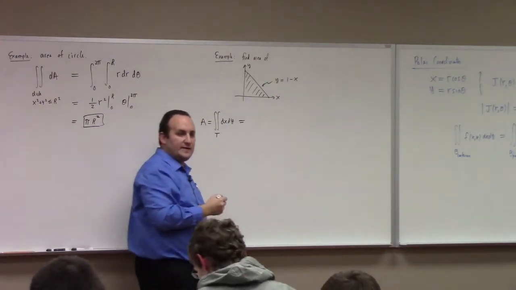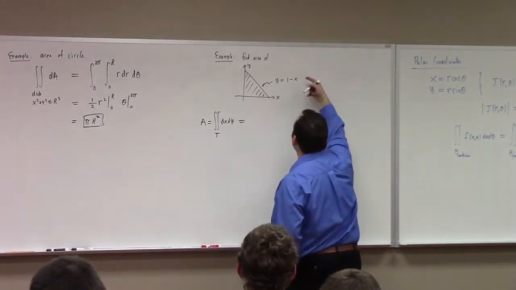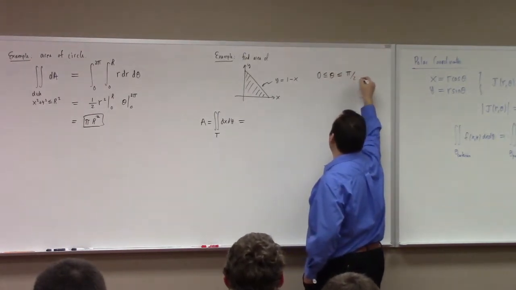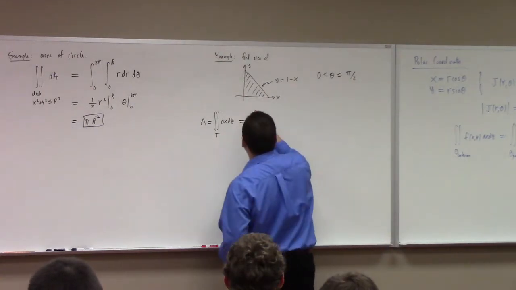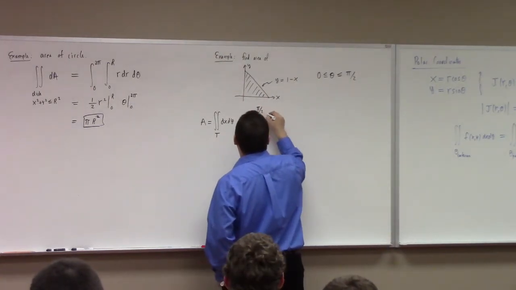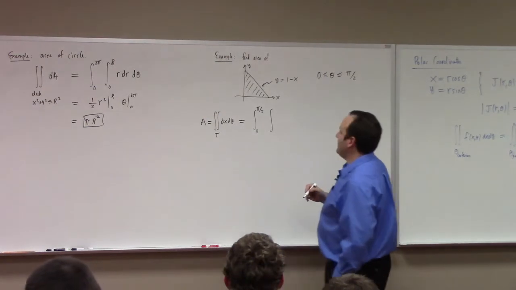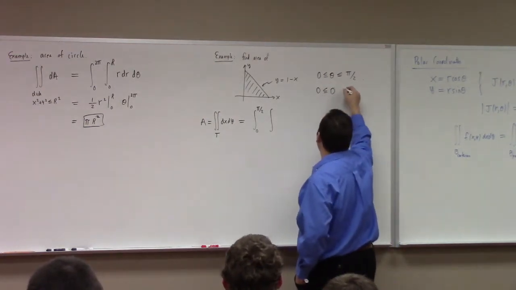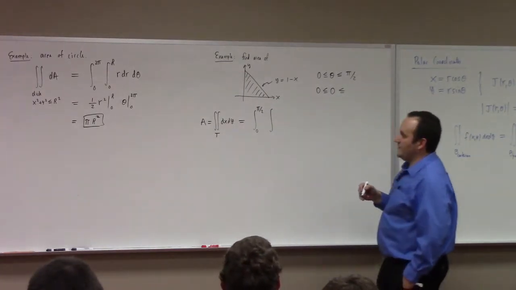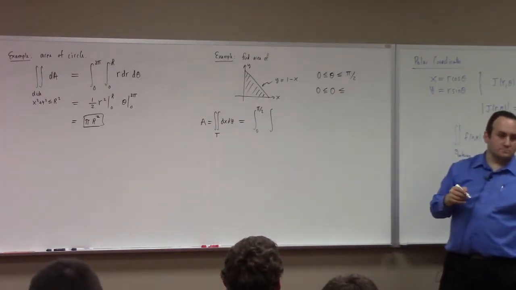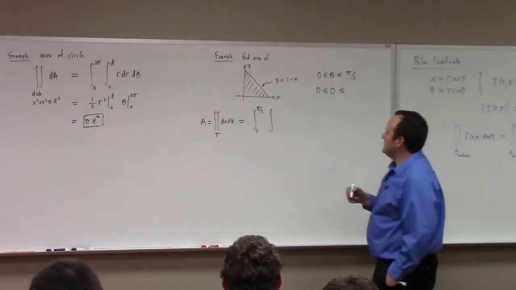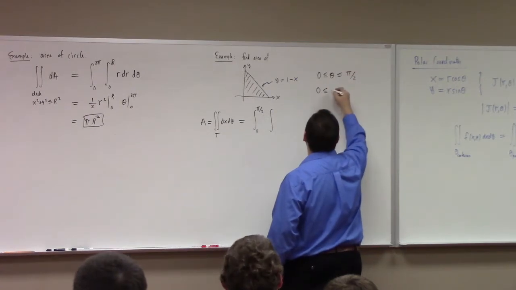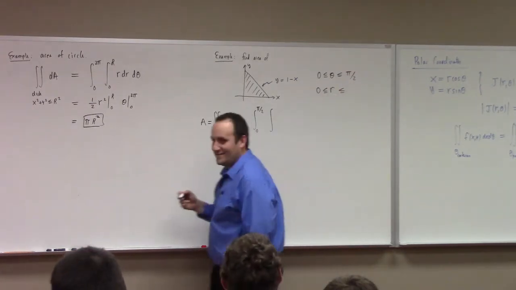But I can reformulate this in terms of polar coordinates. How? 0 less than or equal to theta less than or equal to pi over 2, right? And how is r bounded here? Well, r is kind of easy on one side. r is greater than or equal to 0, right? But what's the upper bound for r? Oh, 0 is greater than 0. True, but useless. Okay, r.